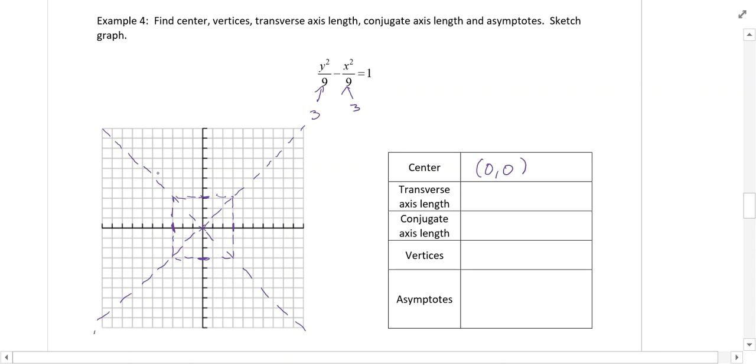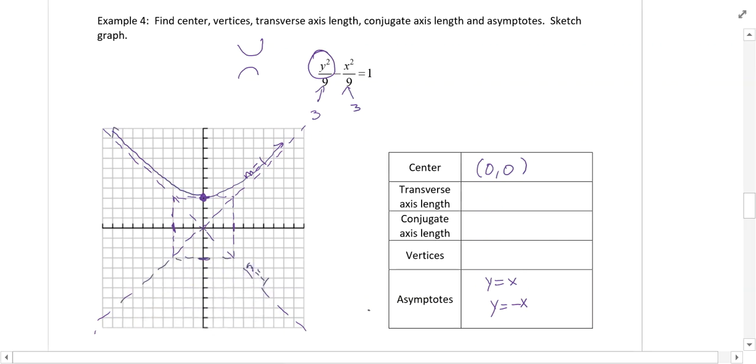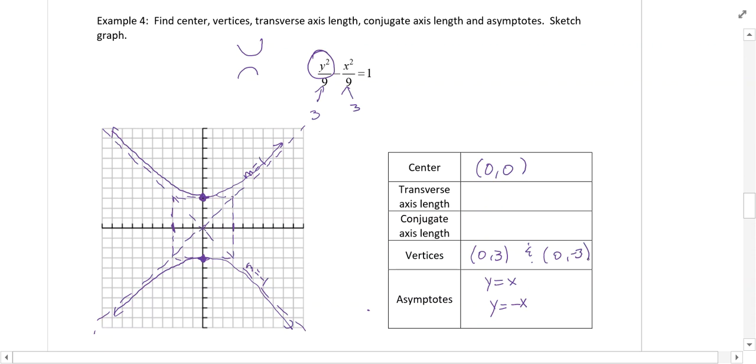All right, so there are my asymptotes. Here I have a slope of 1 and a slope of -1. So my asymptotes are y equals x and -x. Because my y is the positive one, it's going to be an up-down. It's right here. Right here. So my vertices are at 0, 3 and 0, -3. I have a transverse length of 6 units, and I also have a conjugate length of 6 units.